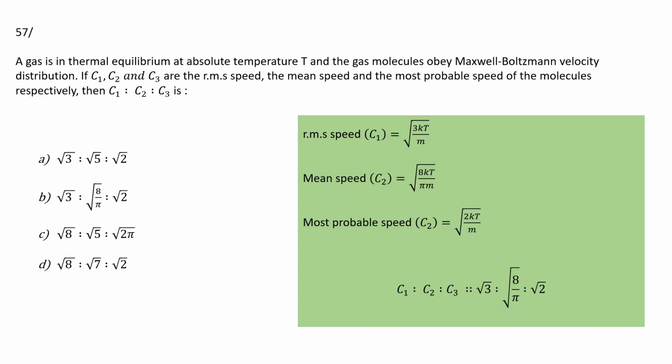तो हमें पता है कि आरएमएस स्पीड जो होता है वो होता है root over of 3 kT/m, जो मीन स्पीड होता है वो होता है root over 8 kT/πm और मोस्ट प्रोबेबल स्पीड जो होती है वो होती है root over of 2 kT/m. Here this should be C3. Okay. And that's why C1 is to C2 is to C3 will be equal to root 3 is to root 8 by pi is to root 2. And this is equal to the option B. So here option B is the right answer.